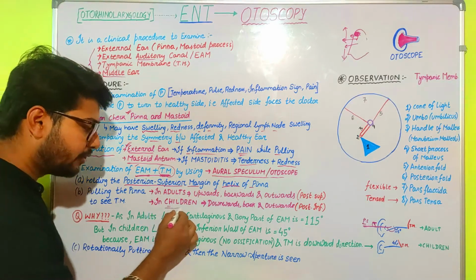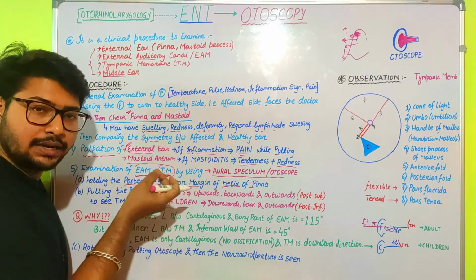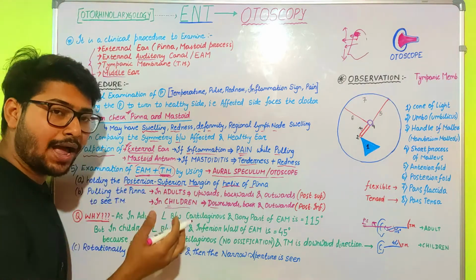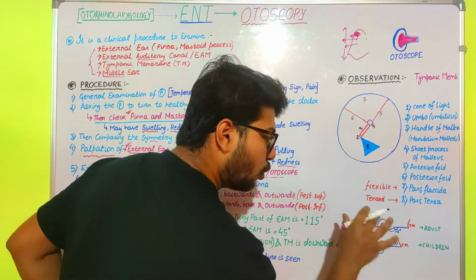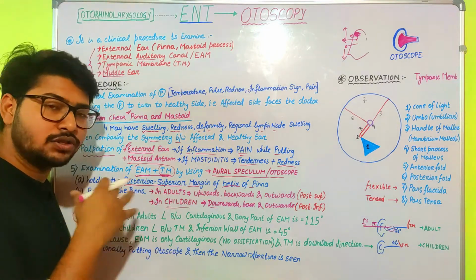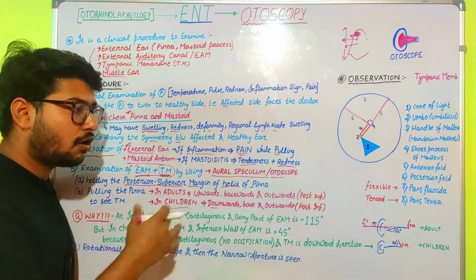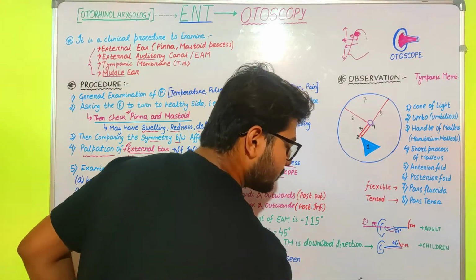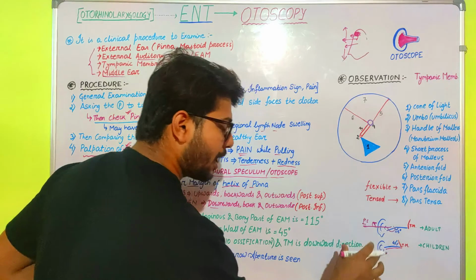But in the case of children, we pull it in the posterior inferior or downward direction. Why? Because there is no ossification in children, so there is no bony part of the external acoustic meatus. There is only the cartilaginous part, and that is almost horizontal.